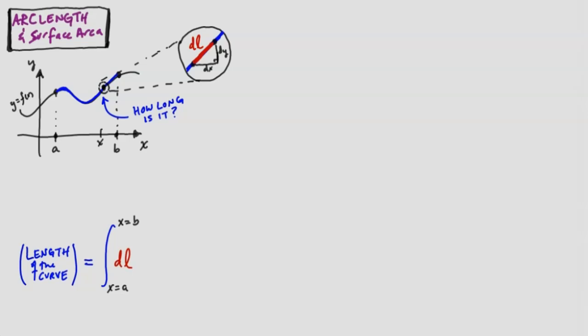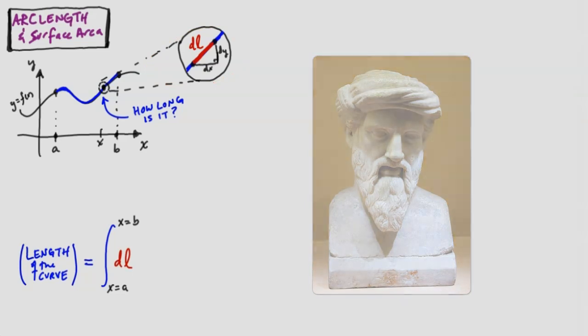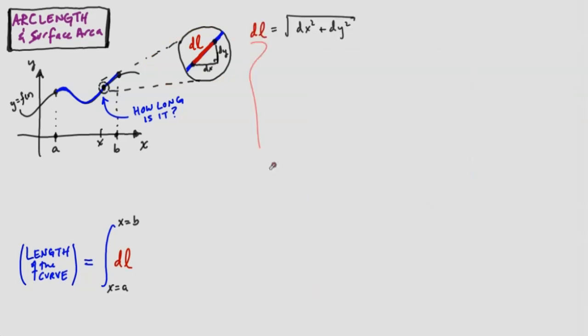So, the quick and dirty way to come up with dl, the infinitesimal element of arc length. Well, we're staring right at it, a right triangle. So, of course, Pythagoras should come to mind. And Pythagoras immediately tells you that dl is the square root of dx squared plus dy squared.